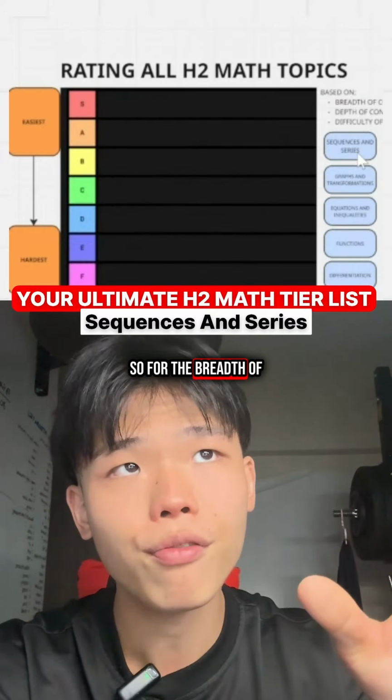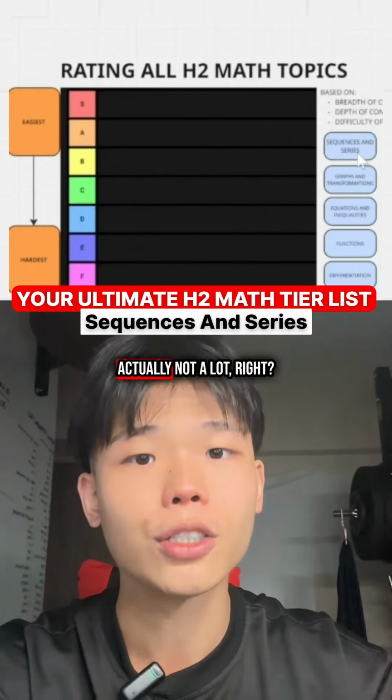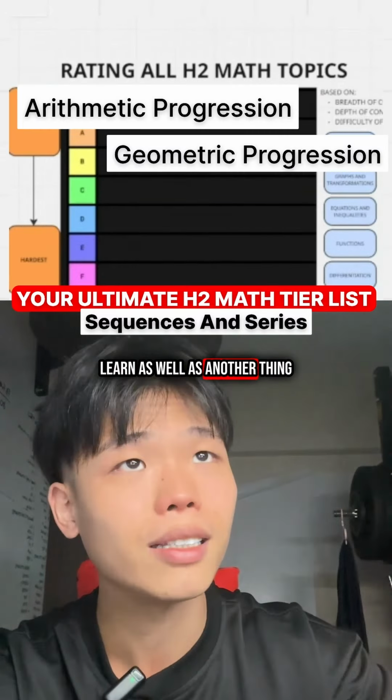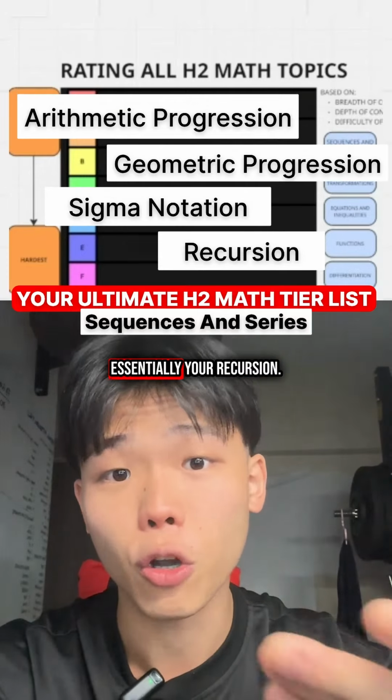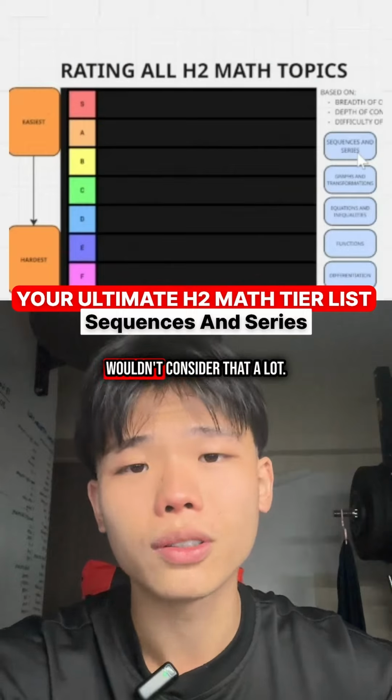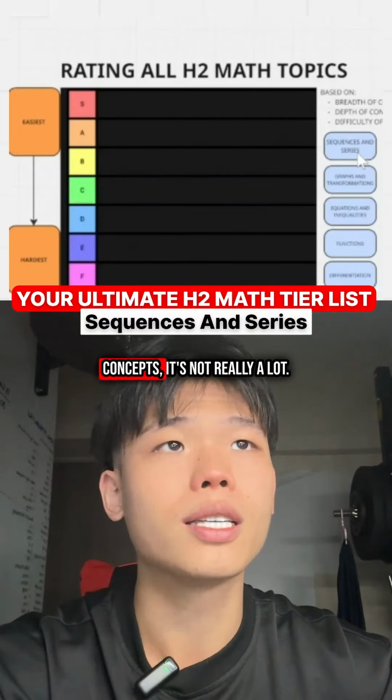So the breadth of concepts in this topic is actually not a lot, right? You only have two types of progression that you need to learn, as well as another thing called sigma notation and essentially your recursion. So there are four main buckets of concepts in this topic, and I wouldn't consider that a lot. And for the depth of the concepts, it's not really a lot.